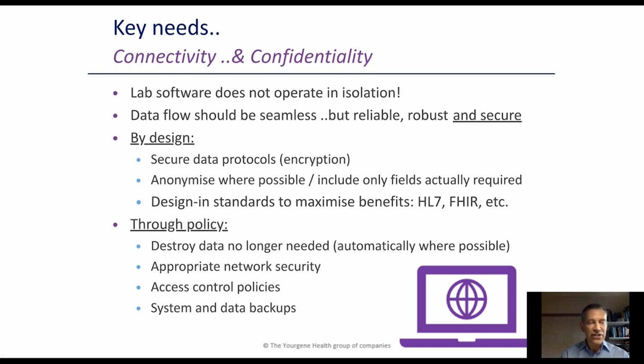And then through policies, I mentioned destroying data when it's no longer needed. Try and do that automatically where the system can do it, but have policies where it isn't. Appropriate network security with access control policies, and plenty of system and data backups, of course, so that if any data is lost, it isn't for very long and it can be brought back. So those are really the key user needs that through much time in this area we've identified as really important when it comes to putting software systems together that really work well on the ground.